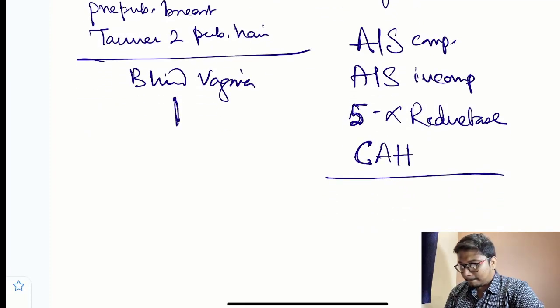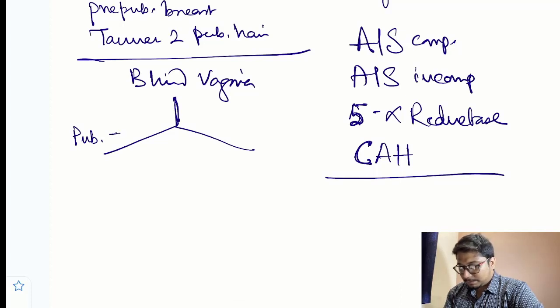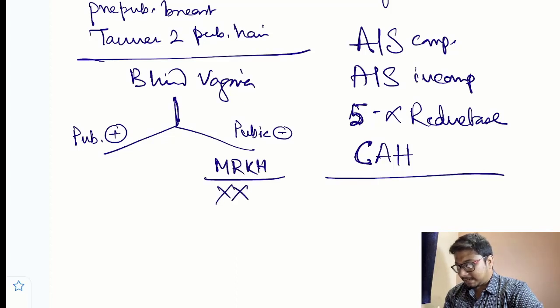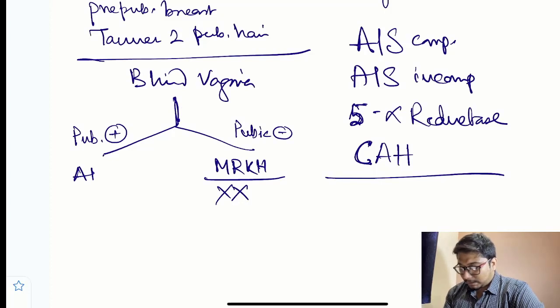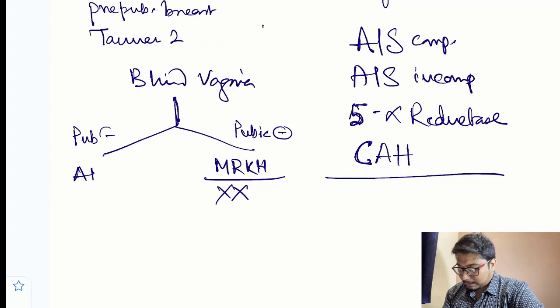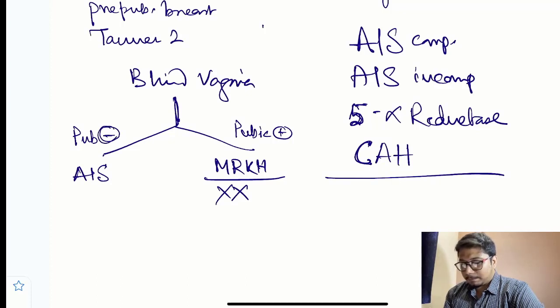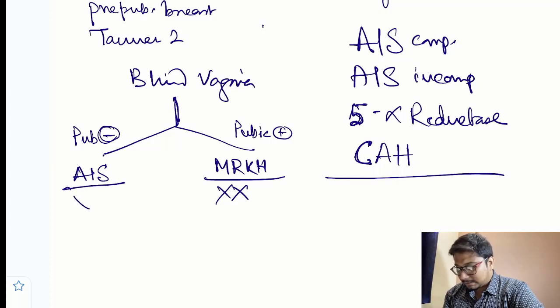So if someone has a blind vagina, look at the pubic hair. If there is no adrenarche, no pubic hair, it is Muller, Rokitansky, Kastner, Hauser, and it will be XX. On the other hand, if pubic hair is not there, it is androgen insensitivity syndrome. Androgen insensitivity syndrome is XY and MRKH is XX.